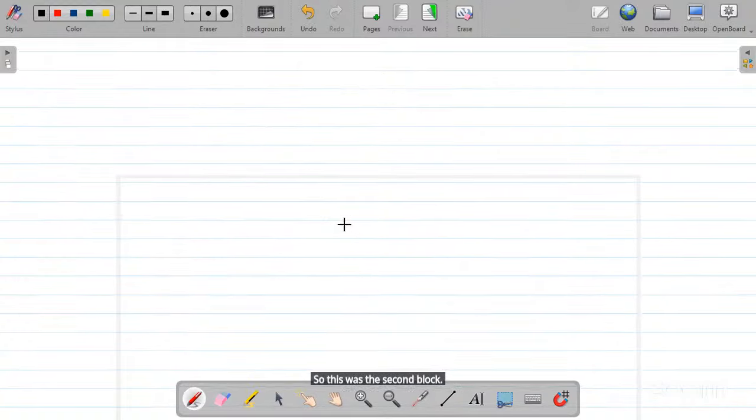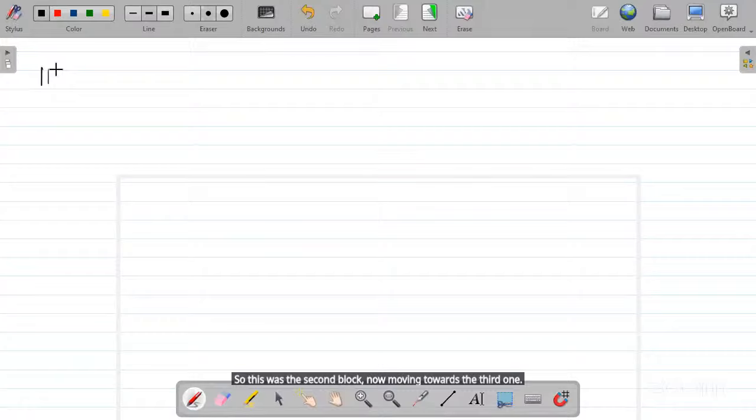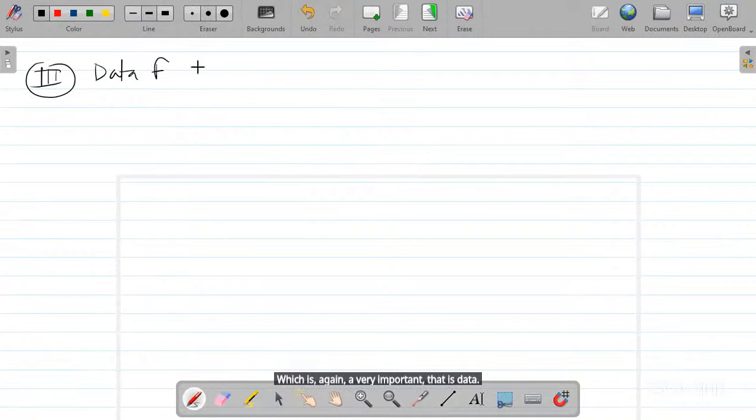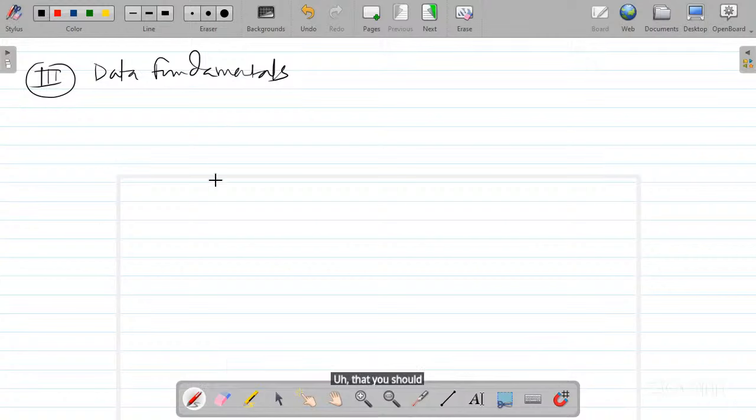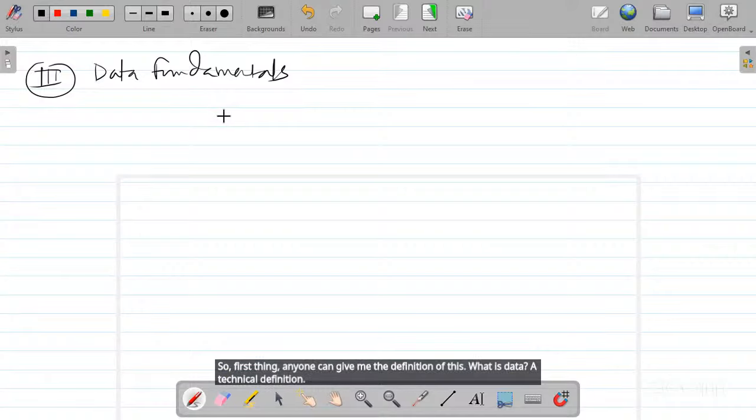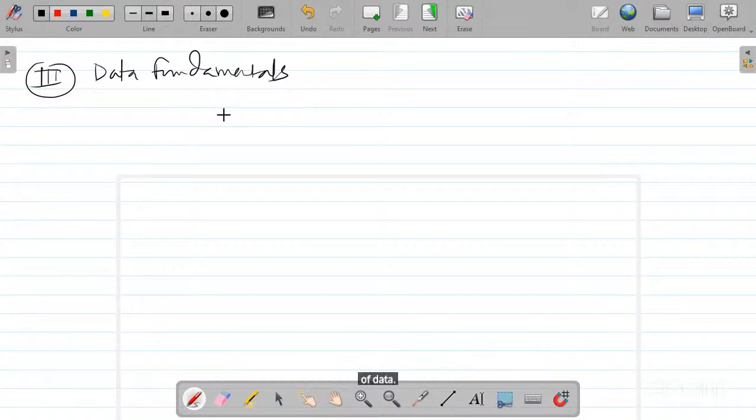Now moving towards the third one, which is again very important: data fundamentals. These are very basic things that most of the students might be aware of also, so no worries, but you should have a very clear idea about it. First, can anyone give me the definition of data, a technical definition? You can put your answer in the chat box, and I can check that.